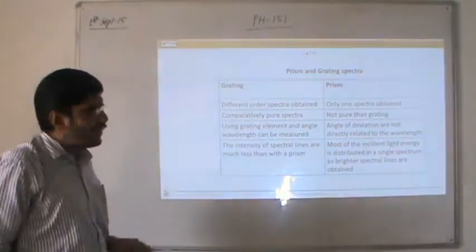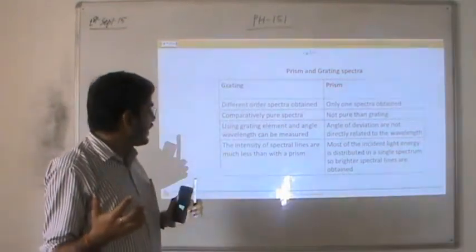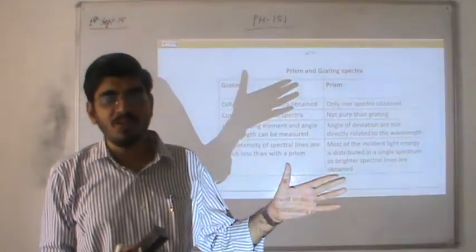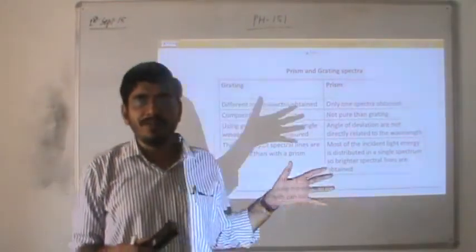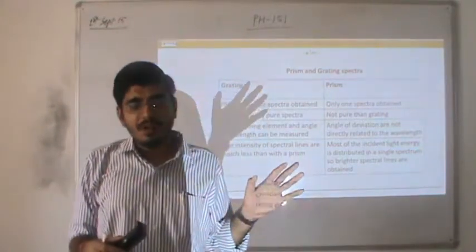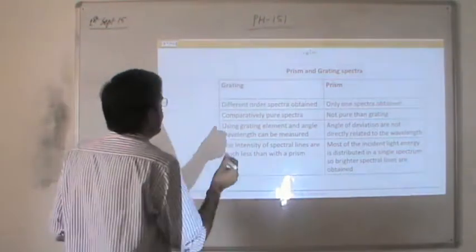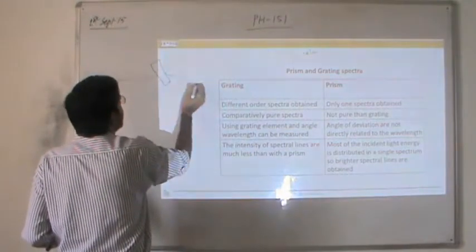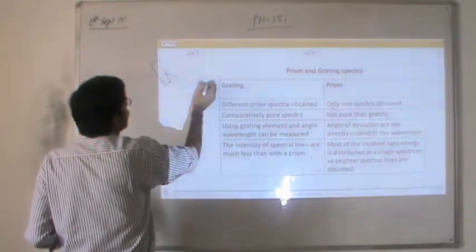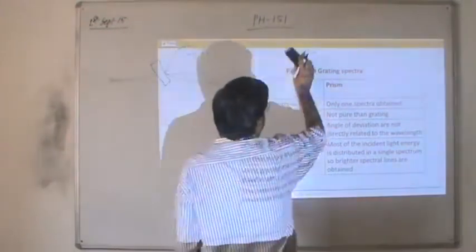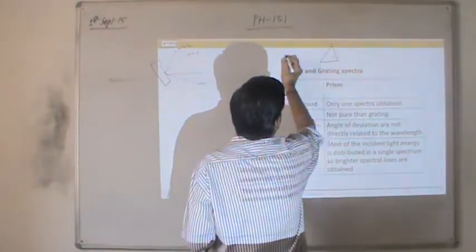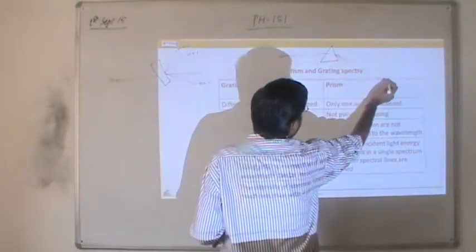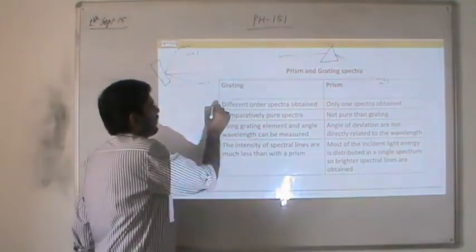The first point is that in a grating we observe different orders of spectra, meaning n equals 1, n equals 2, n equals 3 and so on. For the different orders we observe different spectra, but in a prism we observe only one spectrum. So this is the main difference. If I draw the diagram, for the grating we observe different orders, n equals 1, n equals 2. But if you consider the prism with this source, you observe only one order of spectra.